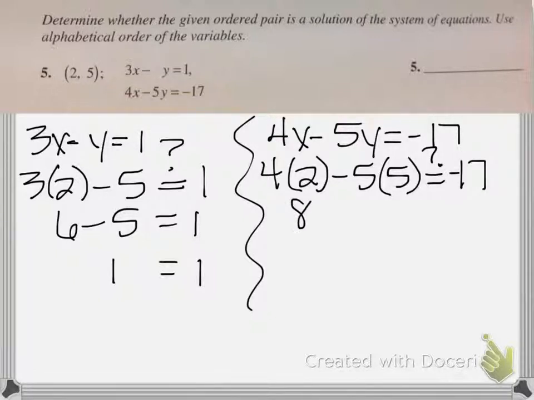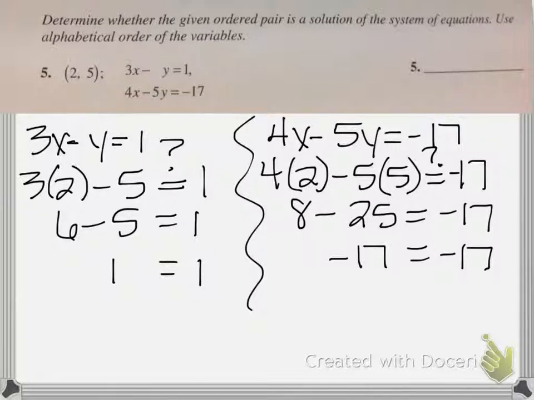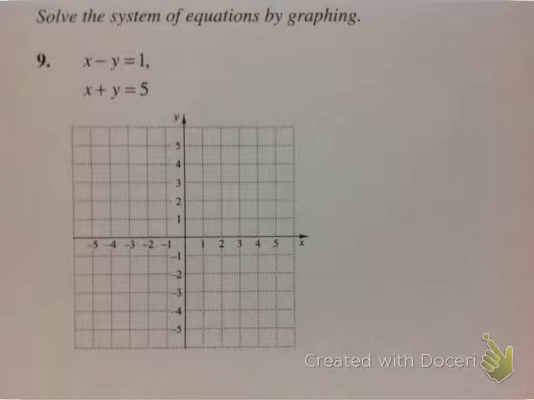So 4 times 2 is 8. 5 times 5 is 25. So what does 8 minus 25 equal? It does equal negative 17, which makes this a solution. So yes, (2, 5) is the solution. If we were to graph these 2 lines, they would intersect at (2, 5). Now let's actually graph one and see if we can find the solution.